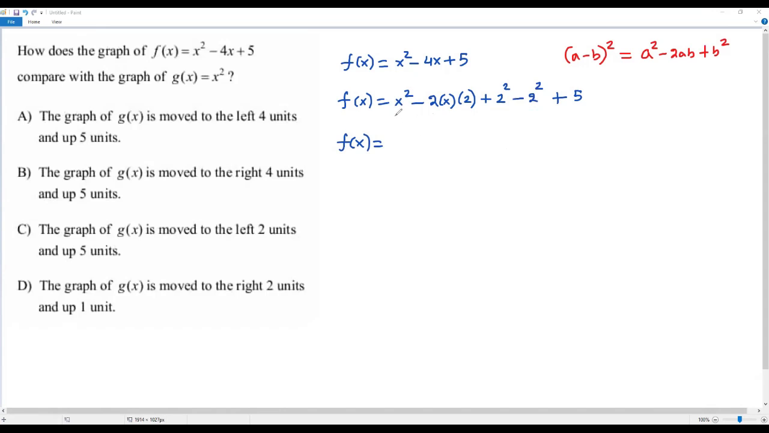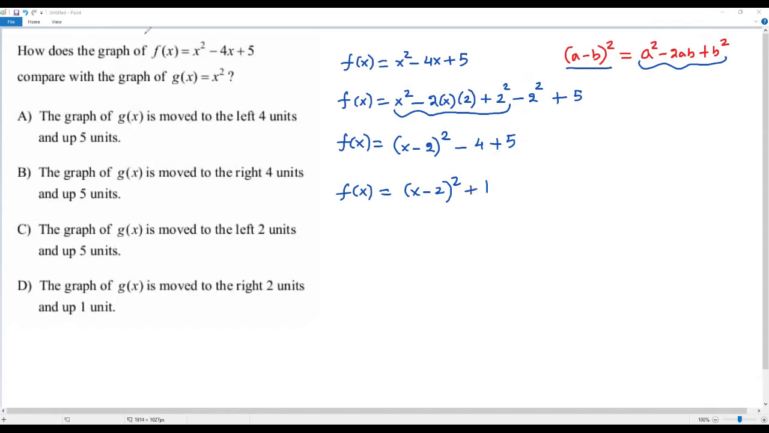Let me continue. f(x) equals, now let's consider the trinomial we have here. It's exactly in the form a² − 2ab + b², with a being x and b being 2. Since this trinomial is in this form, we can write it as the square of a binomial, (a − b)². So we write x for a and 2 for b, that is (x − 2)². Now we write the negative sign as it is, and 2² is 4, then +5. So f(x) = (x − 2)² − 4 + 5. Combining −4 and +5, I get +1.